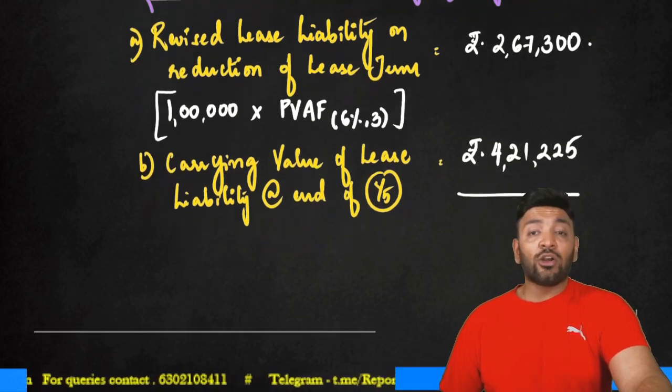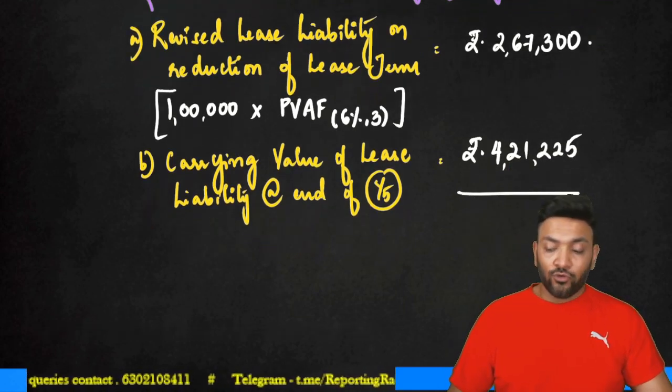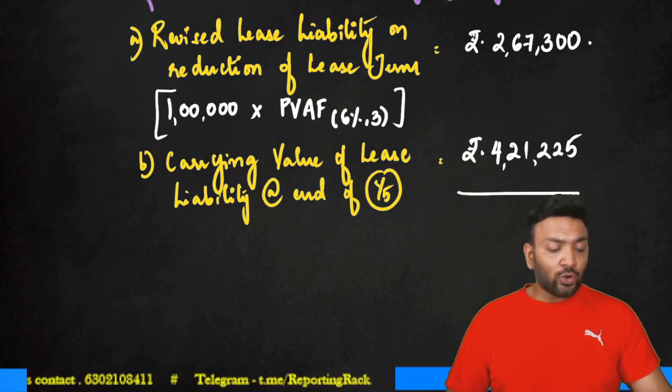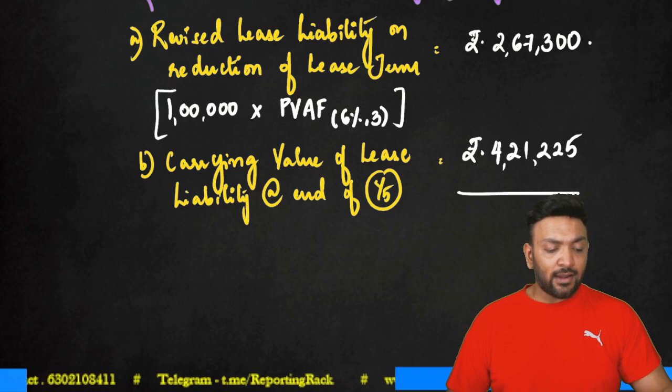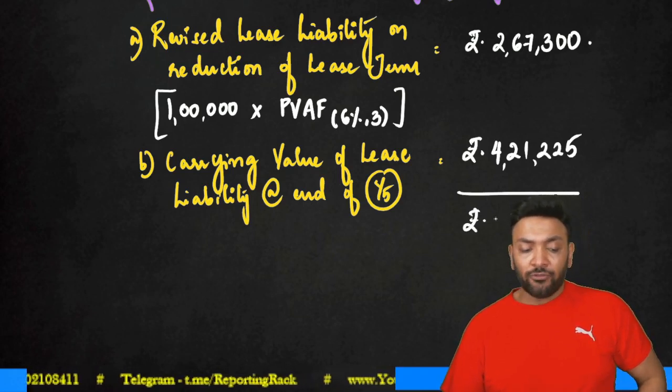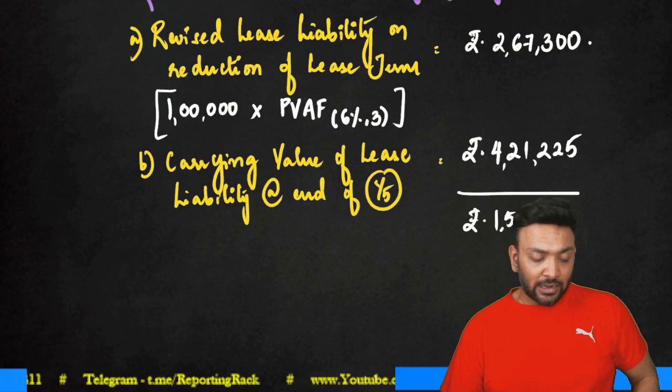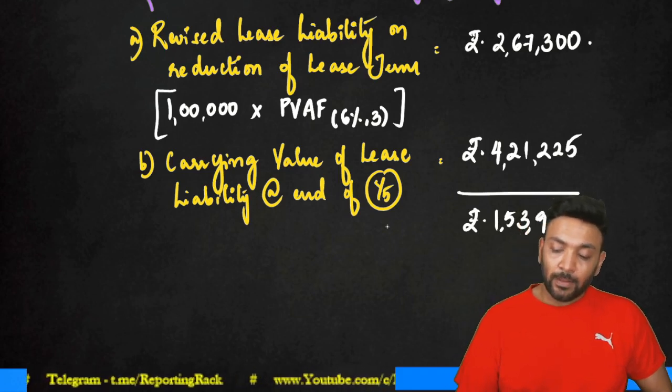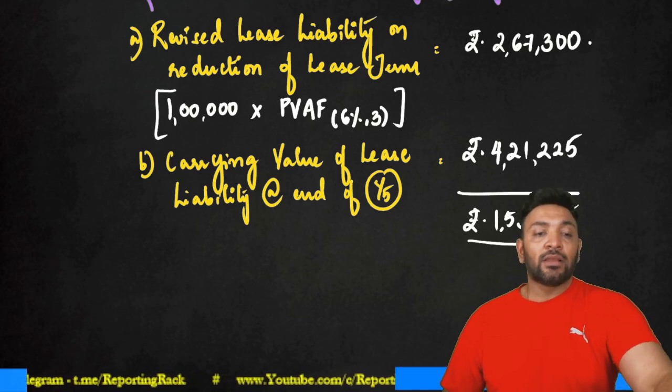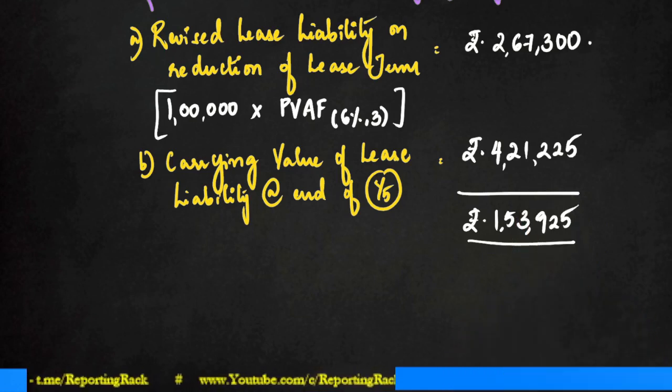Considering these 2, I want to determine the reduction. 4,21,225 today became 2,67,300. Therefore, I got a reduction of 1,53,925. Check. My reduction is 153,925. This is a reduction which is arising due to the lease term of 10 years being reduced to 8 years.